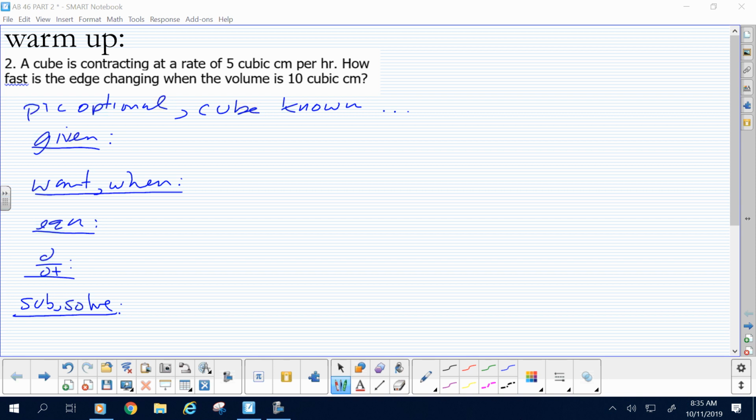Taya, what's being given? dV/dt is negative. How'd you know it was dV/dt, not dx/dt? Because of the units. Excellent. Okay, what do they want and when do they want it? They want how fast x is changing, when the volume is 10.